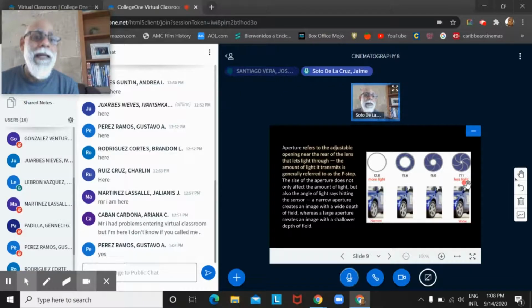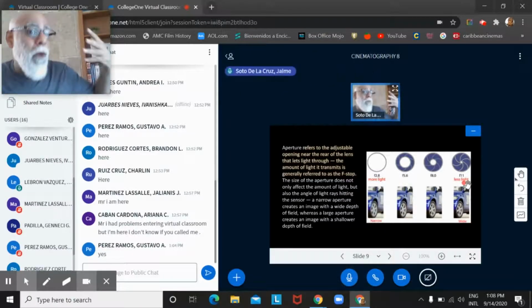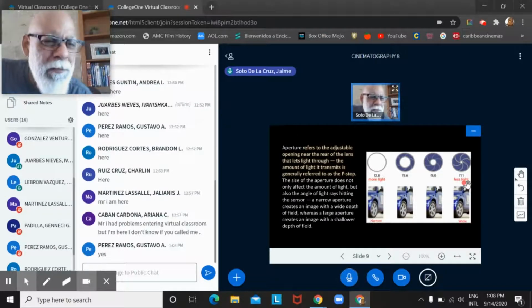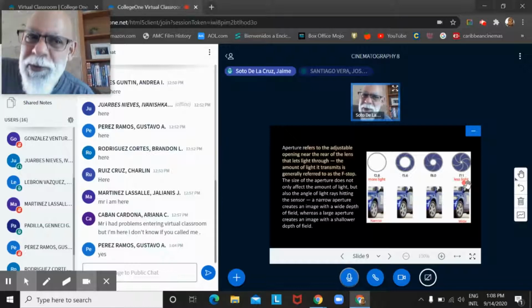Exactly, to allow more light in, because when it's nighttime, you need more light to go into the sensor. When it's daytime, you need less light to go into the sensor. It's the same thing with your eyes. When it's too bright, what do you do? You squint your eyes, right? Your iris gets smaller and you squint your eyes.